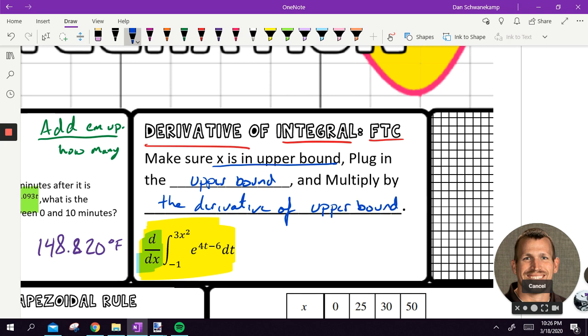So for example here, we've got 3x squared. So 3x is in my upper bound. I want that up in my upper bound. I'm going to take this and plug it in. So my problem is going to look like this. E to the 4 minus 6. Everything there is going to stay the same.